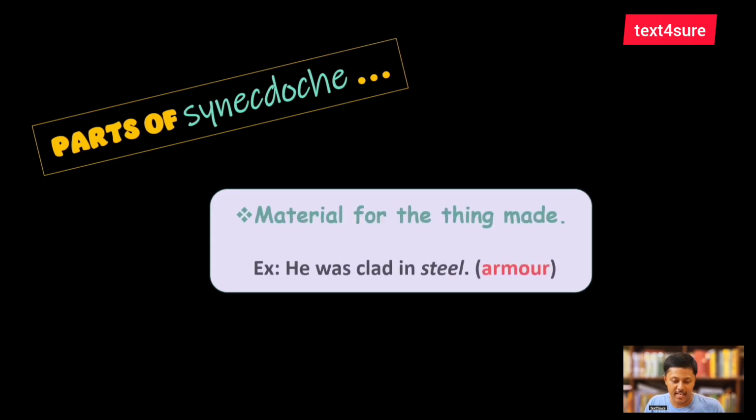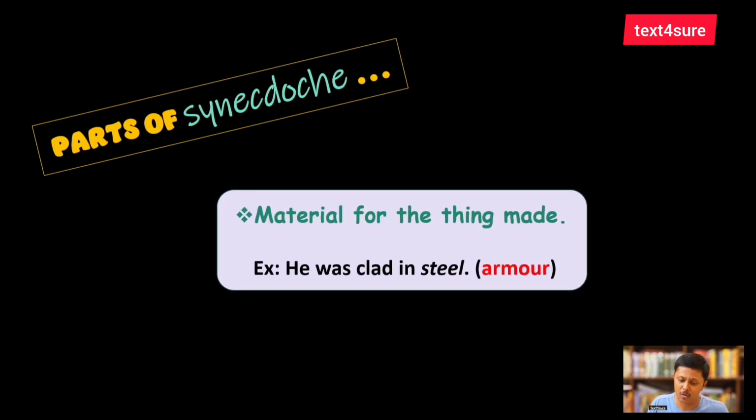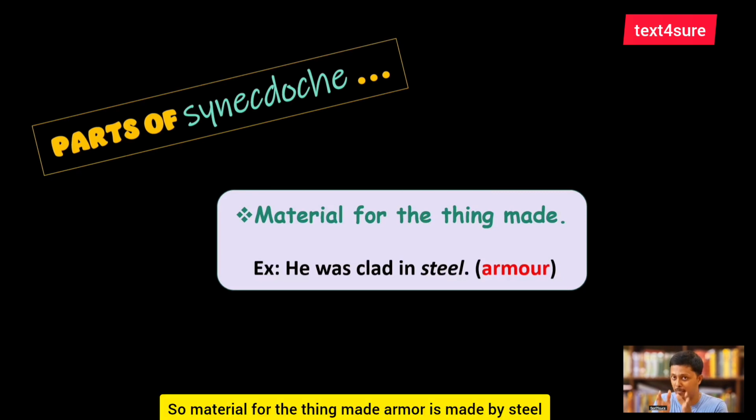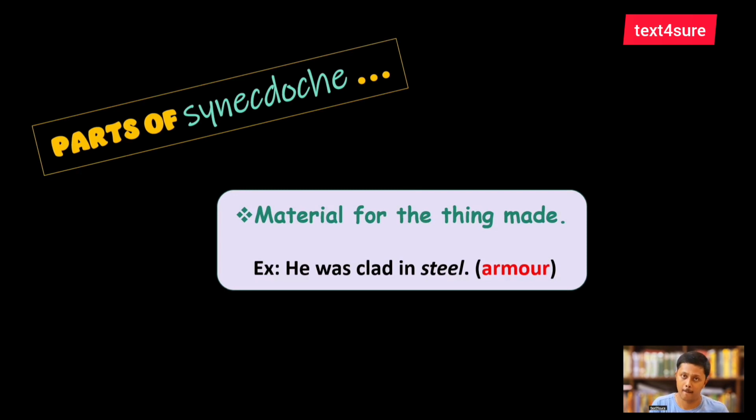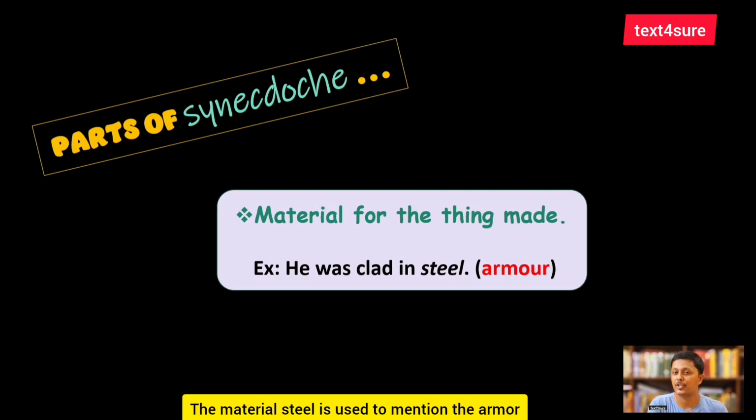The next one is material for the thing made. "He was clad in steel." Steel is the material and it means armor. So material for the thing made. Armor is made of steel. The material steel is used to mention the armor.